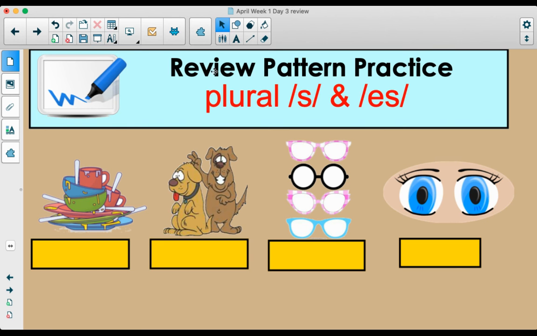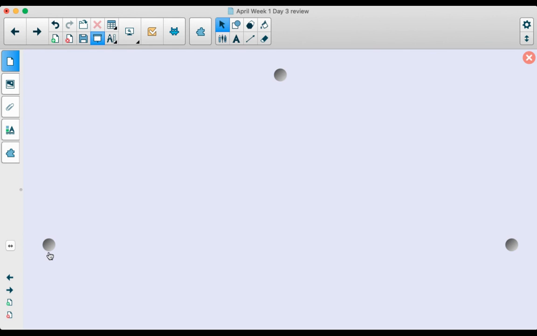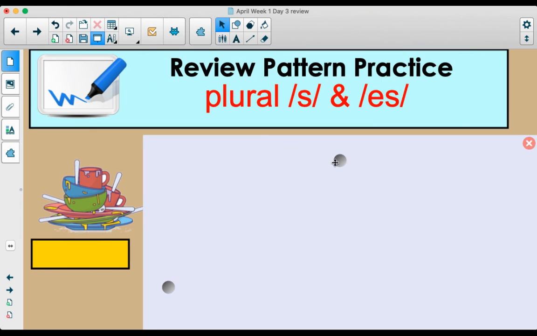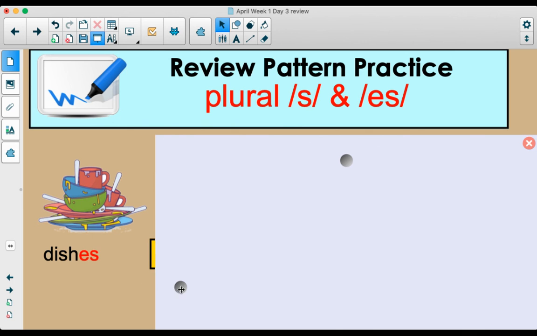Now, let's get ready for new pattern practice. The first word is dishes. Say it with me, dishes. Now write it down. Try to remember the rule with S and ES. All right, boys and girls, let's spell it now. Dishes. This is the word dishes. Notice it has the ES ending.